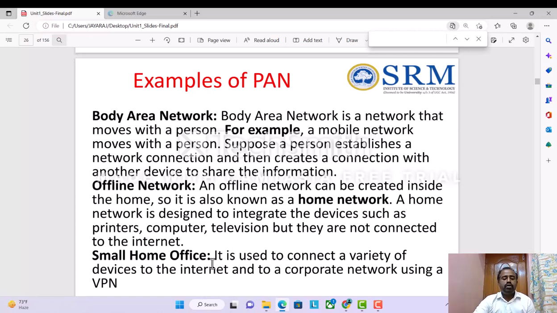Then small home office. It is used to connect a variety of devices, which means the internet, onto a corporate network using a VPN. That is nothing but a virtual private network.